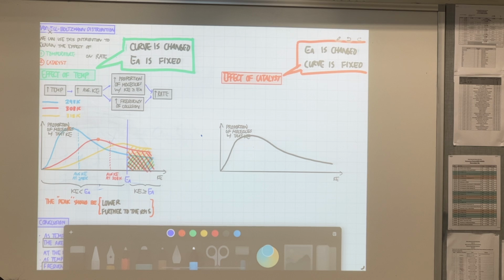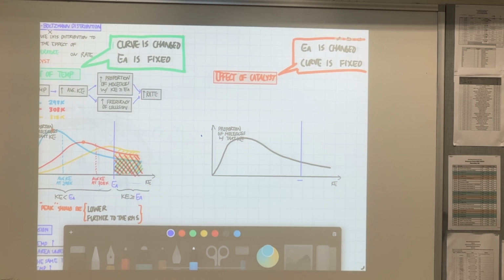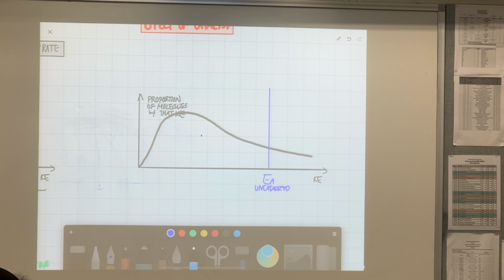So can you now draw two EA? This is the EA before we add a catalyst. We call this EA uncatalyzed. Uncatalyzed means the catalyst hasn't been added yet. Does the catalyst lower or raise the activation energy? Lower. So the new EA should be drawn to its left. Can you draw it that way? This is EA catalyzed.